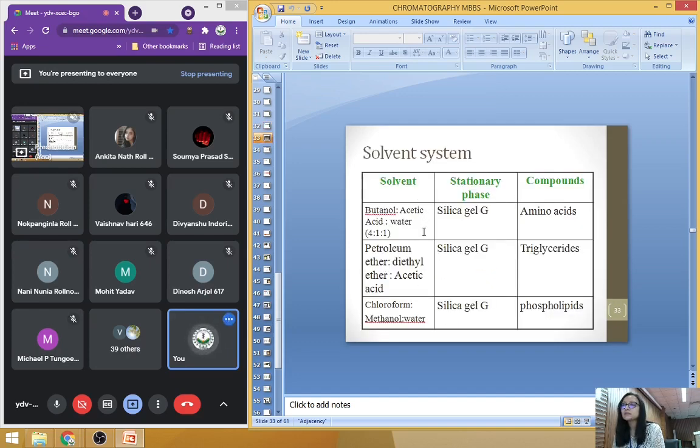The solvent system can be different, okay? It is not necessary that it has to be only the butanol, acetic acid and water. So in case of thin layer chromatography, if you want to separate amino acids, the stationary phase we use is silica gel, and the solvent we can use is this BAW, butanol, acetic acid and water. If we want to separate triglycerides, we use petroleum ether, diethyl ether and acetic acid. If we want to separate phospholipids, we use chloroform, methanol and water.